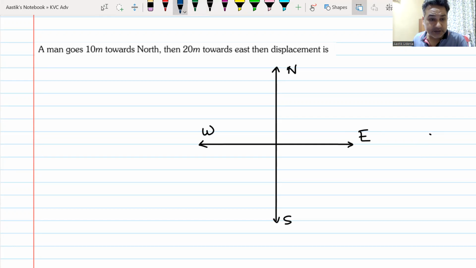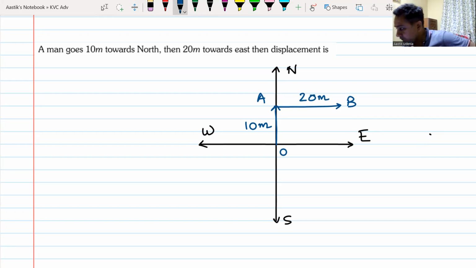Okay. So the first case, what happens is it moves 10 meters north. So let me take it like this. From O to A, it has moved 10 meters. Then it moves 20 meters towards east. So let us say it moves to point B, 20 meters. The first question I'm going to ask you: what is the distance traveled by this body?